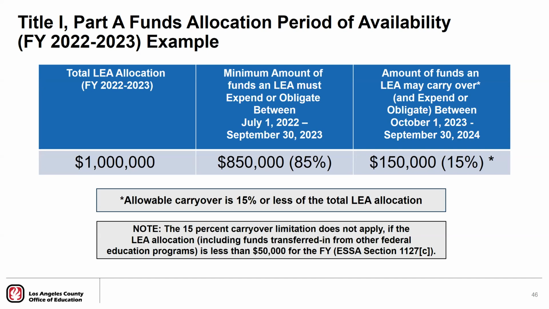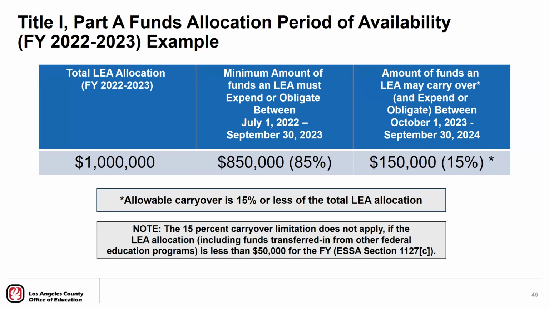So let's take a look at the example on the screen. In this example, if the LEA's total 22-23 allocation was $1 million, then the minimum amount to expend or obligate by September 30th, 2023 was $850,000, or 85% of $1 million. The amount that this LEA may carry over to expend and obligate for an additional 12 months would be $150,000, or 15% of $1 million.